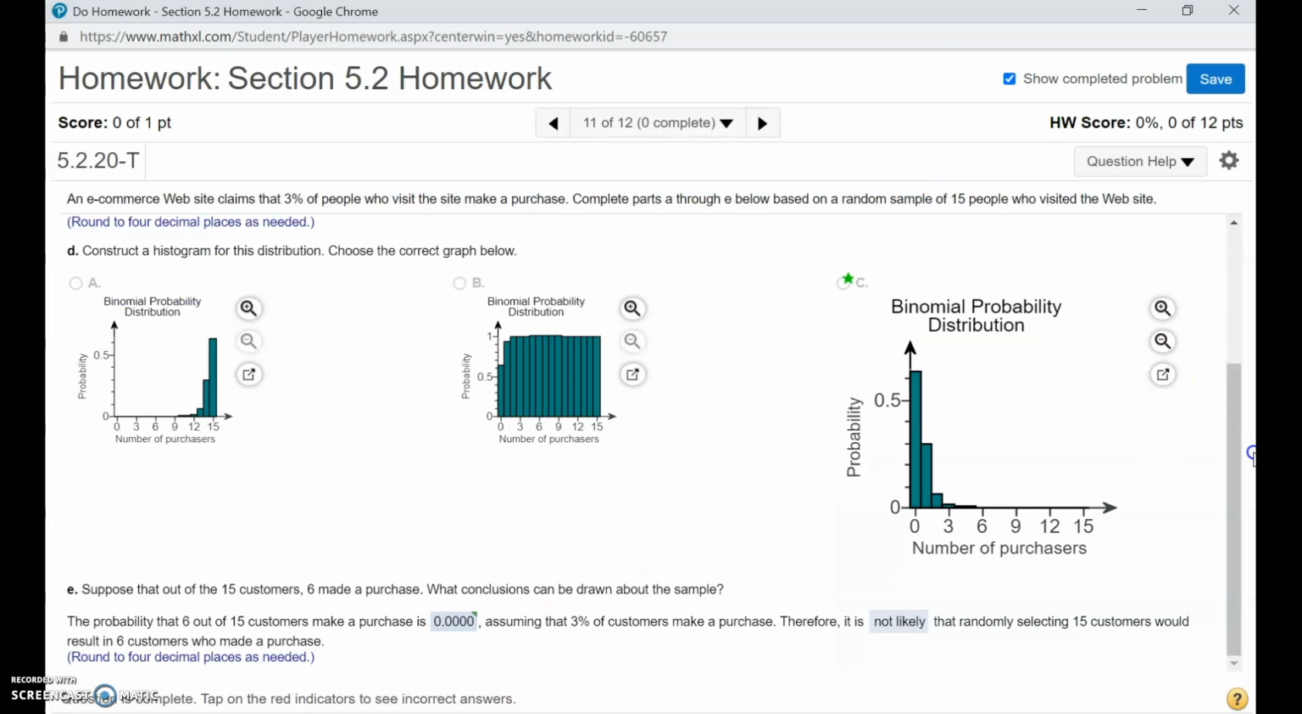Let me see if there's anything else. This is kind of similar to what we were talking about earlier. 6 made a purchase, so you would do x equals 6 in Excel, so you wouldn't want it to be cumulative. When you put that in, you're going to literally get almost 0% chance that 6 make a purchase. So that's a very low chance, almost no chance. So it's not likely that randomly selecting 15 customers would result in 6 customers making a purchase.